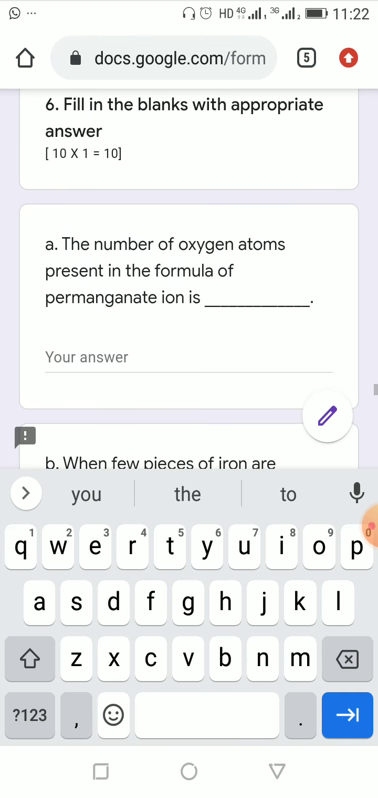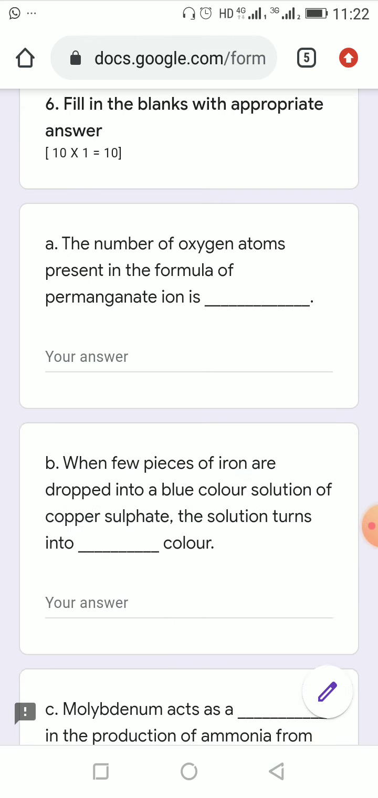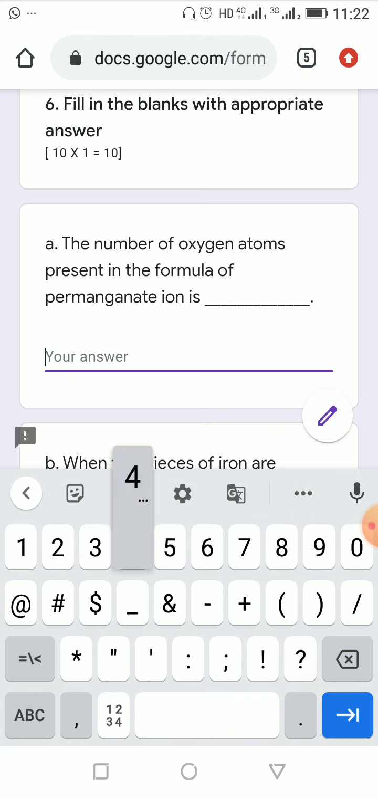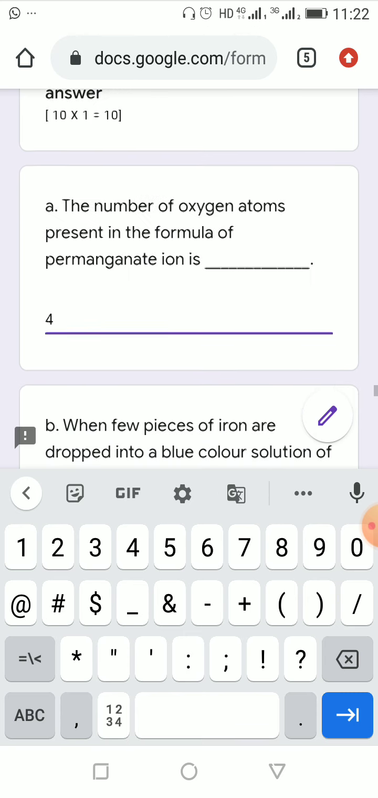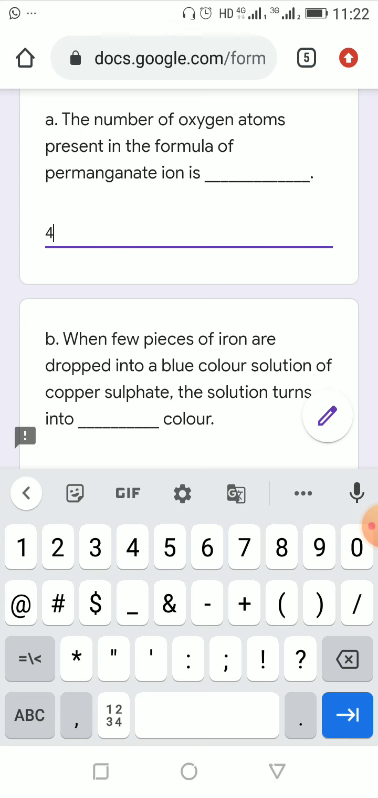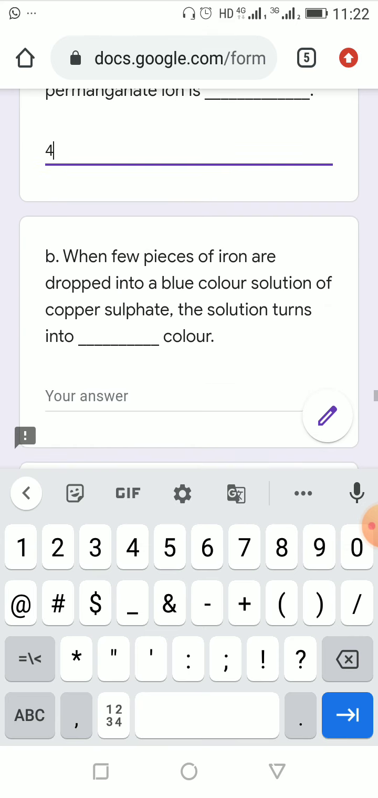Next, fill in the blanks with appropriate answer. Number of oxygen atoms present in the formula of permanganate ion. Permanganate is MnO4 minus. Okay, so the number of oxygen atoms present will be 4. 4 oxygen atoms are there in permanganate, MnO4 minus. This is the formula of permanganate. So number of oxygen atoms will be 4.